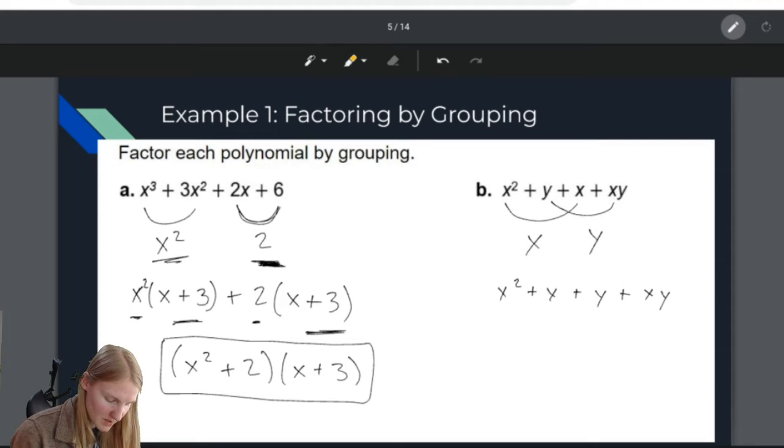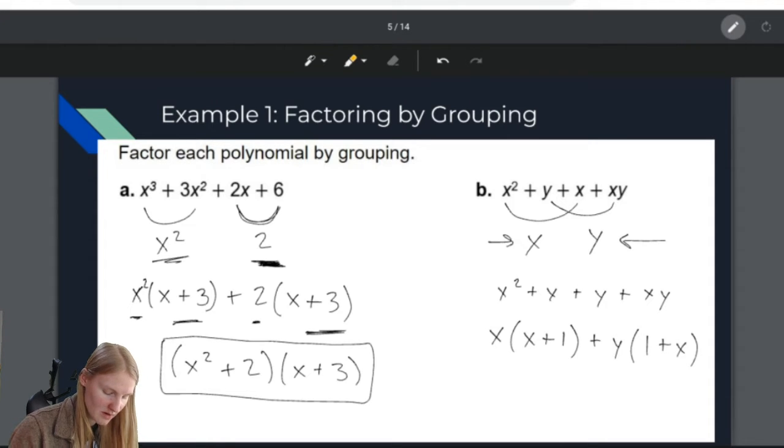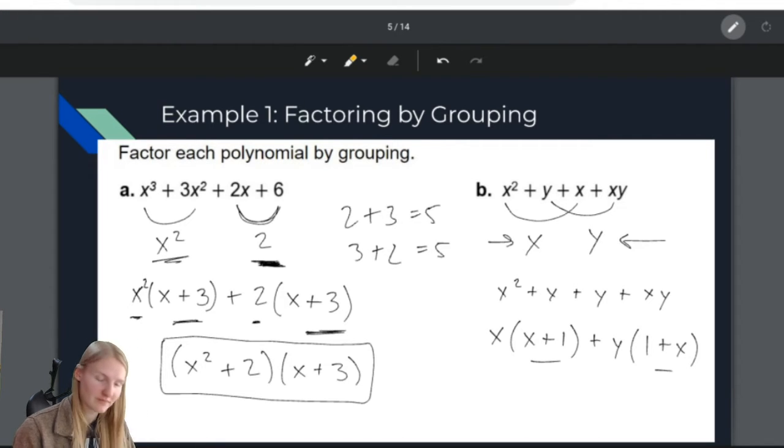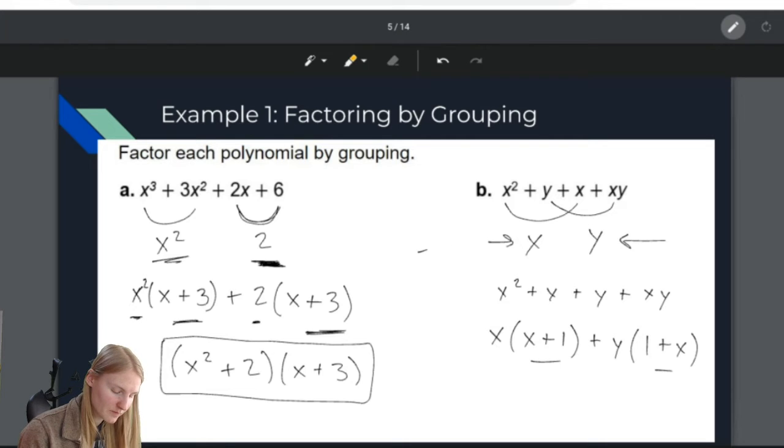Sounds good. And now I'm going to take these common factors and pull them out. So if I have x, that leaves me with x plus 1. Plus, I'm going to pull the y out, and that leaves me with 1 plus x. Aha! Now, x plus 1 and 1 plus x, that's the same thing. It's like saying 2 plus 3 versus 3 plus 2. They're both 5. Doesn't matter which way you write it.